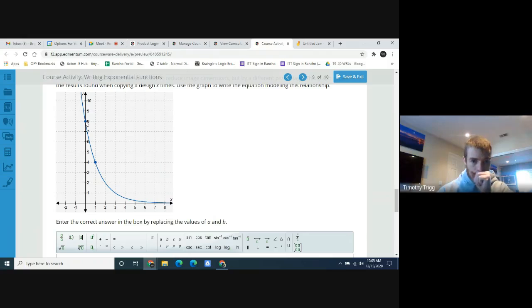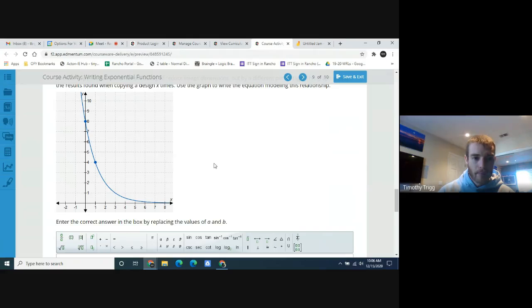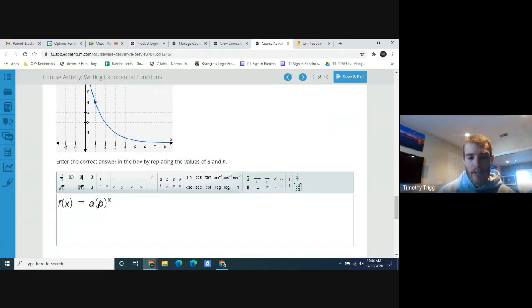So it went from 8 to 4 to 2. So what's the decay rate here? Okay, see if you can figure that out. And replace A with the starting amount and B with whatever that decay rate was.